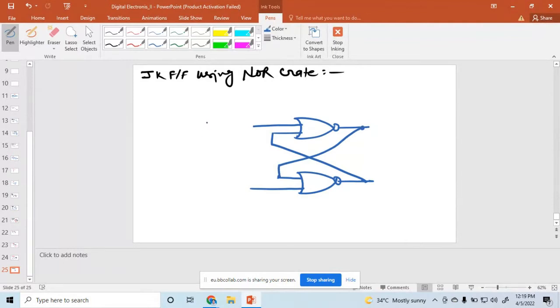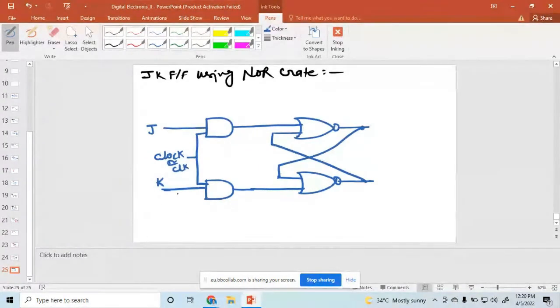And here we have used the AND gate. So this one is the input of here. One input is J, another input is K. One input is a clock, or somewhere written as the CLK clock, like this. So AND gate, and here the output is connected like this.